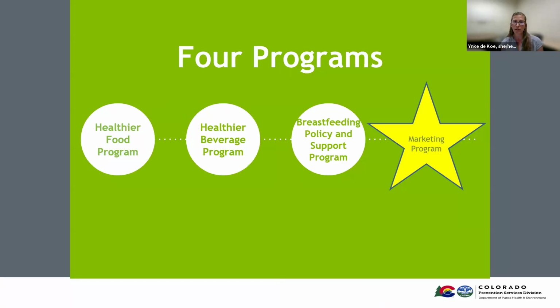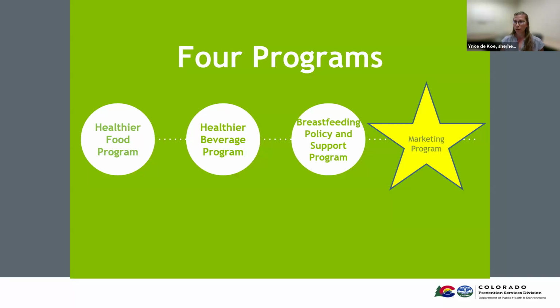The Healthy Hospital Compact is made up of 4 programs: the Healthier Food Program, the Healthier Beverage Program, the Breastfeeding Policy and Support Program, and the Marketing Program. Often people ask, why is breastfeeding part of this initiative? It's because of the question of what the best nutrition for a newborn is, and support for mom to be able to breastfeed successfully while in the hospital. So there's a large component around breastfeeding policy and support. I'm going to focus more on the marketing program because I think that's what you want to know most about. Each of these programs has a set of standards, and each standard has certain requirements.